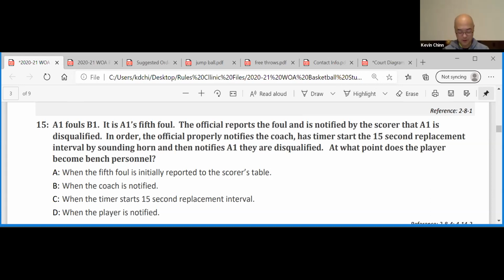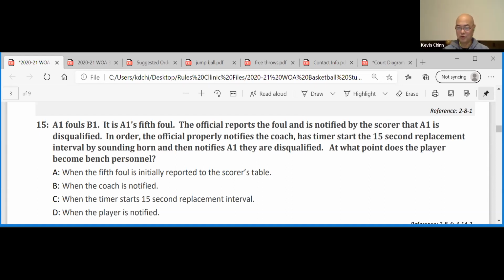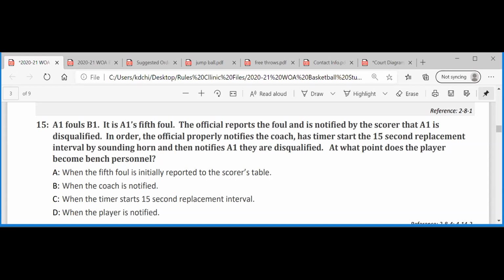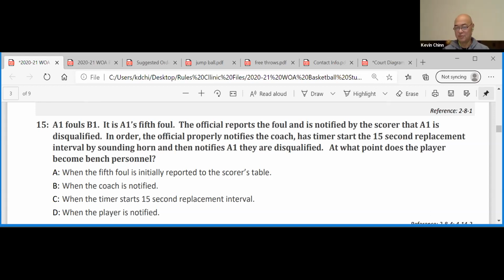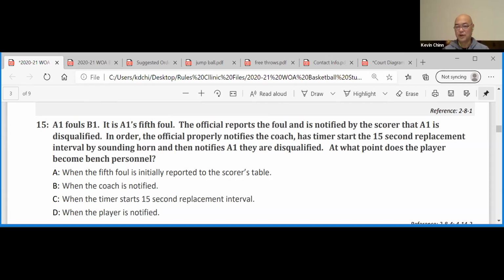This is a pretty straightforward question. If you look at the references, it's very clear. A player becomes bench personnel when you notify the coach that it is his fifth foul. It's really important to know that because let's say he gets his fifth foul and before you have a chance to report, he walks by you and just cusses at you. You give him a technical foul. So not only is he fouled out, but there's a technical foul.